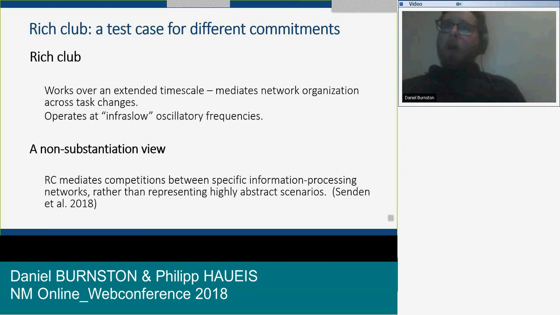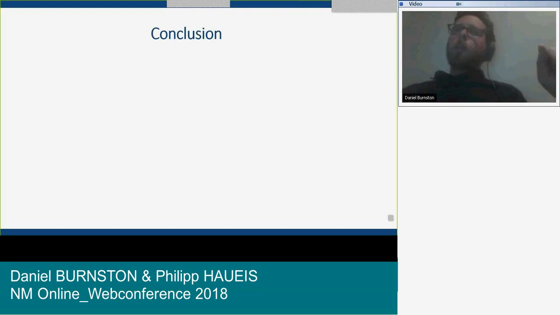And one way that some researchers have described this is that the Rich Club mediates competitions between more specific information processing networks rather than representing highly abstract scenarios. And if this is the case, then we don't need to think about the representational function of the Rich Club as we would if we had a traditional view. We just need to think about its role in mediating competitions between task-specific networks. So we think which way you think about this makes a big difference for how you go about analyzing particular parts of the functional organization of the brain.